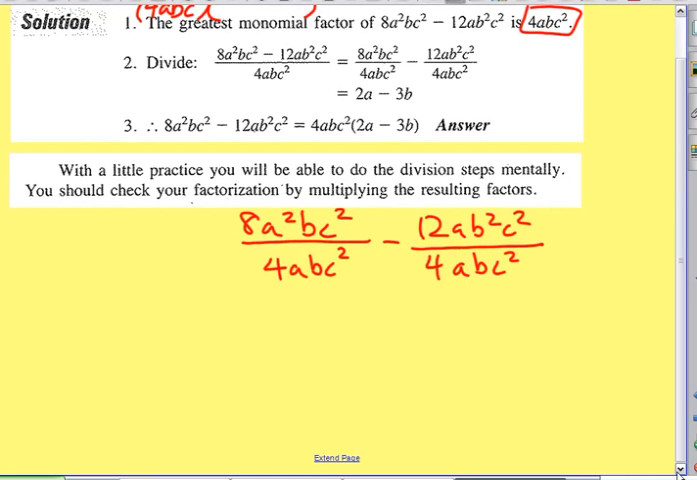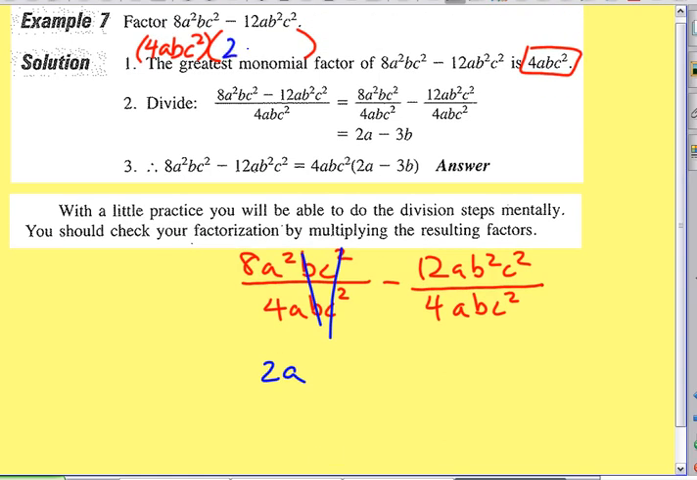Preston, why don't you take the first one for me? When we reduce 8 and 4, what are we left with? 2. How about the A's? Just A on top. What about the B's? They cancel out completely. What about the C squared? They cancel out completely. So we're left with 2A, right?